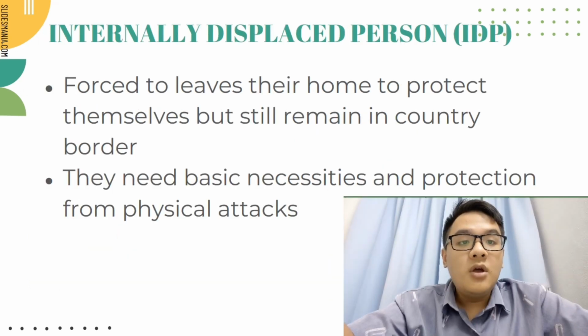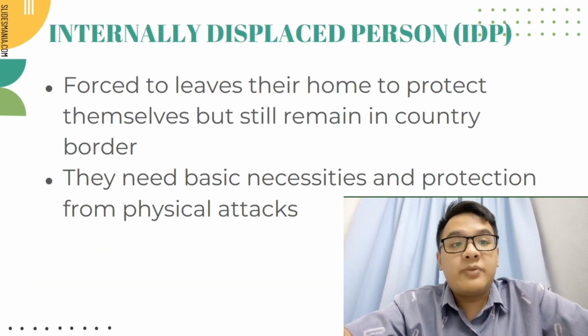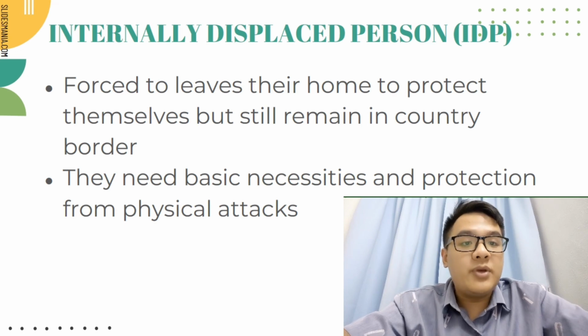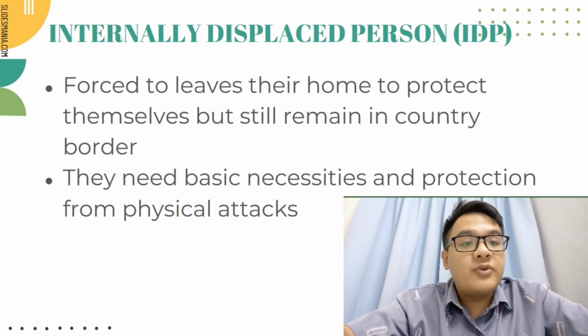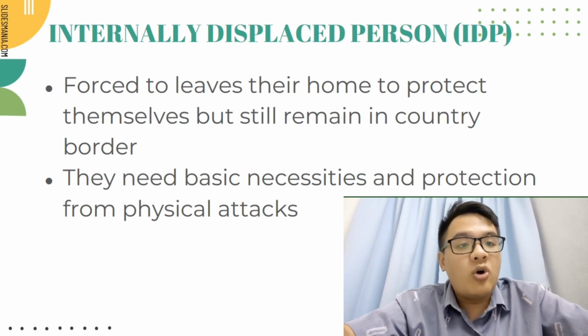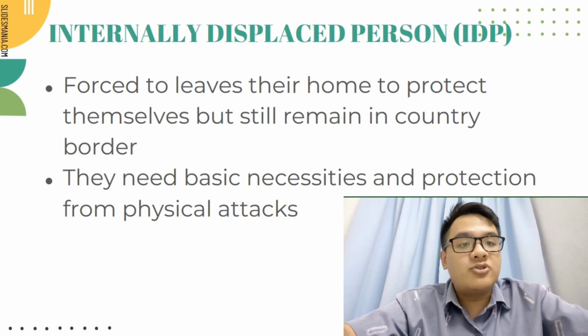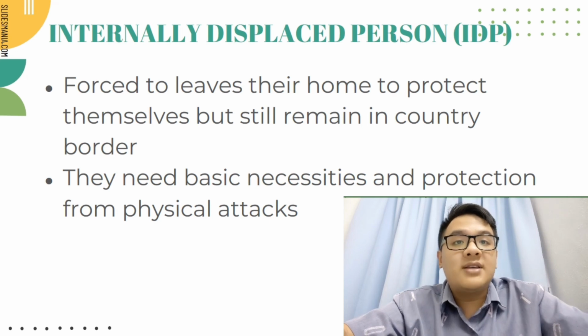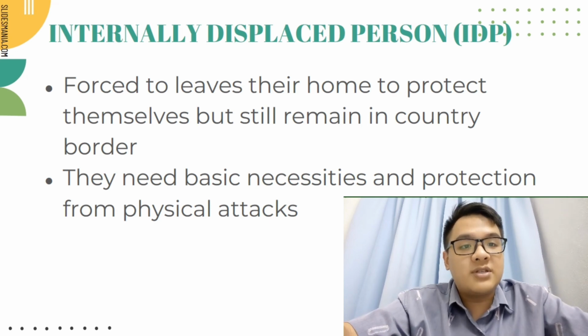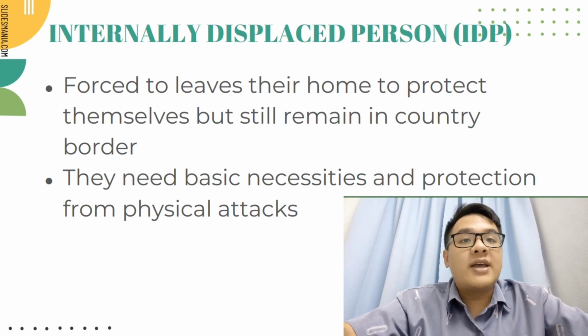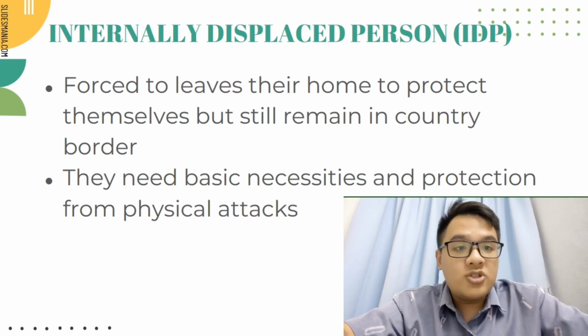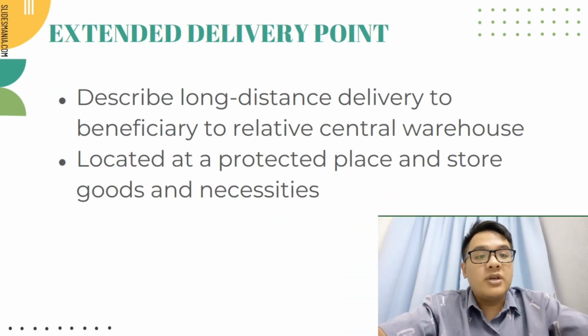So next will be internally displaced person, which is IDP. So IDP is the individuals that are forced to leave their home to protect themselves, but they still remain in their country border. So they need basic necessities and protection from physical attacks, as most of the IDP are women and children. Last but not least will be extended delivery point.